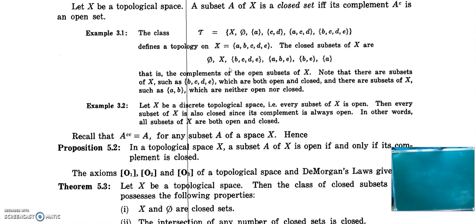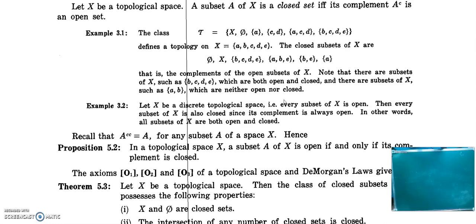Now another question. What about a set that is neither open nor closed? Do we have a set which is neither open nor closed? It means we cannot find it in the collection tau and as well as here. An example of that set is the set with elements A and B. You cannot find AB here, right? And also not here. Therefore, that set is neither open nor closed.